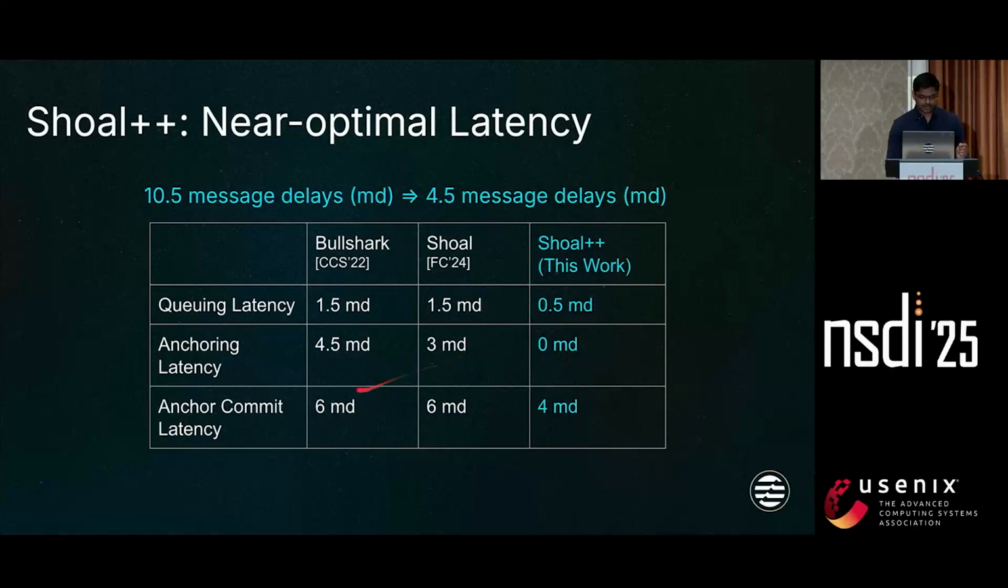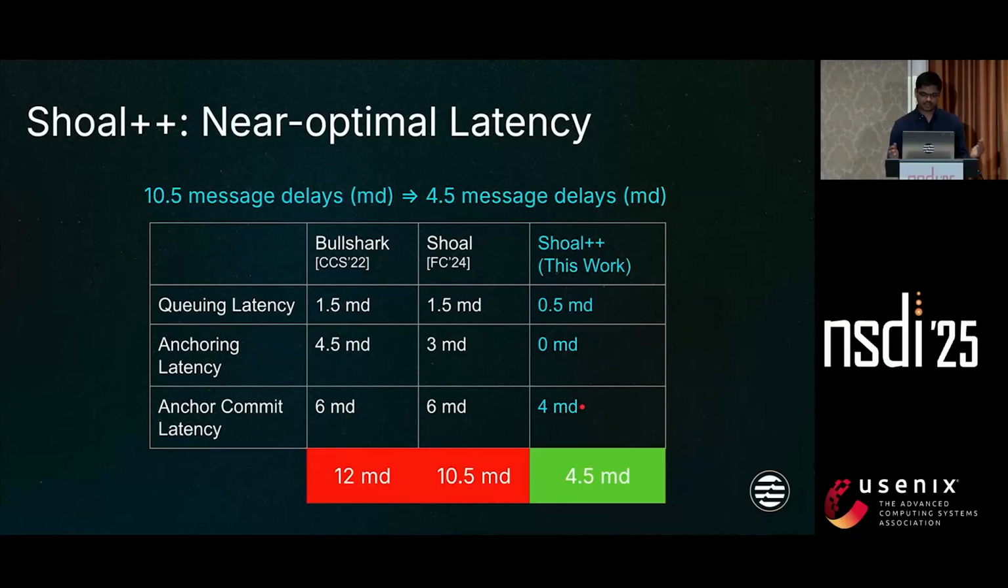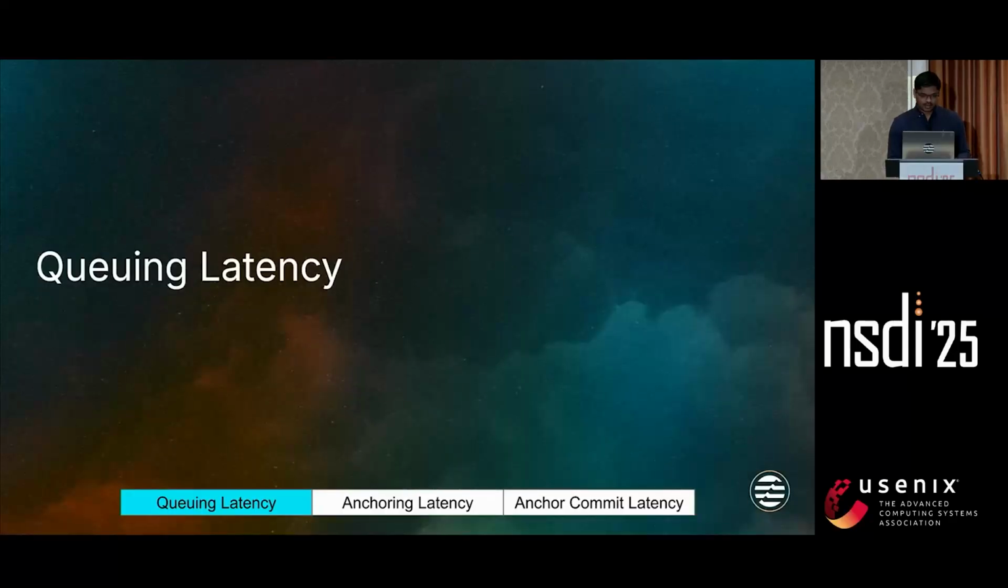And it improves the anchoring latency by trying to get rid of it in most cases. And it works very well in the gracious executions. And it reduces the anchor commit latency from 6 message delays to 4 message delays. So in total, we reduce the end-to-end latency down to 4.5 message delays. In this talk, I'll cover how we reduce queuing latency and anchor commit latency. I'll defer the anchoring latency to the paper.